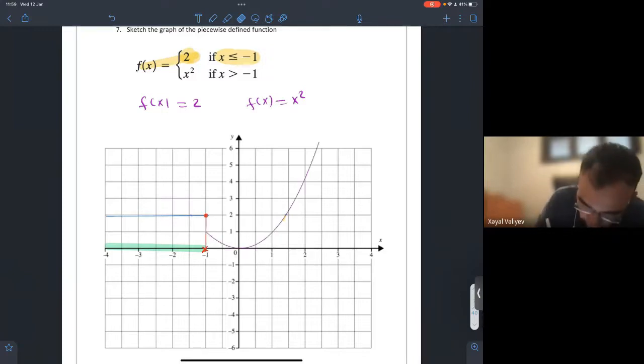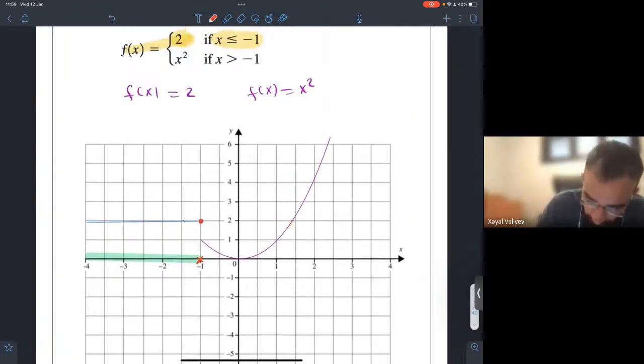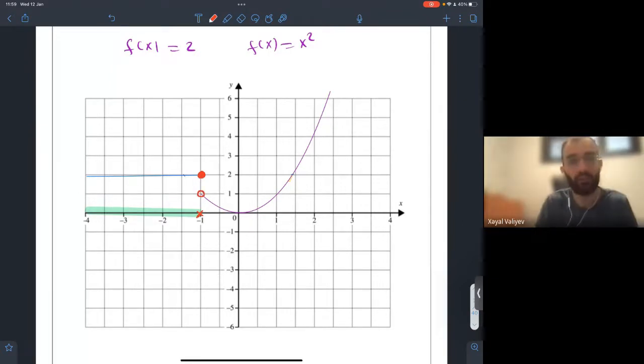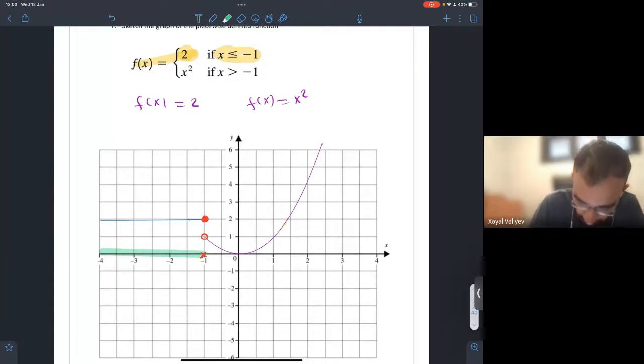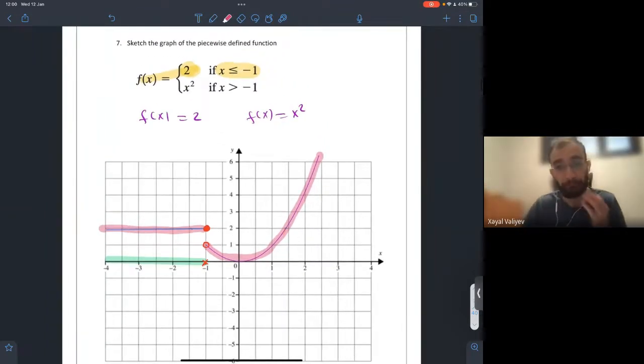Oh, I didn't mean it. Okay, so I'm going to fill this, and I'm going to include this, but I'm going to use an empty circle for this part because I'm not going to include it. Otherwise, that's not going to be a function. A function gets one output for one input. So basically, this is the graph of the piecewise function. This branch and this branch we got.